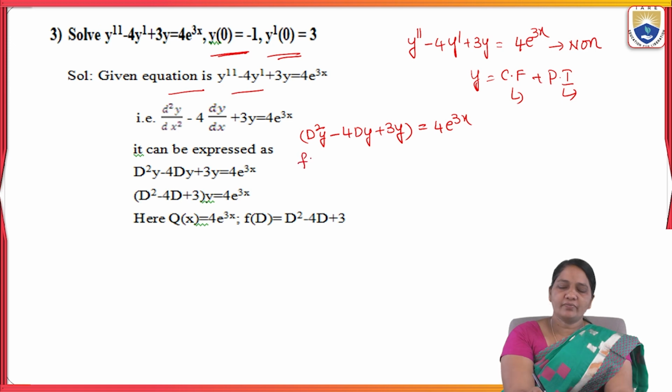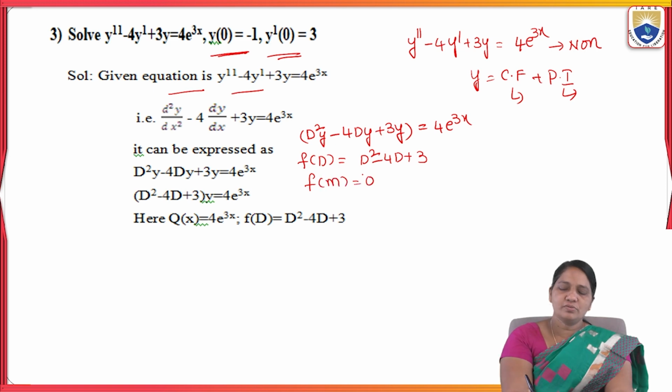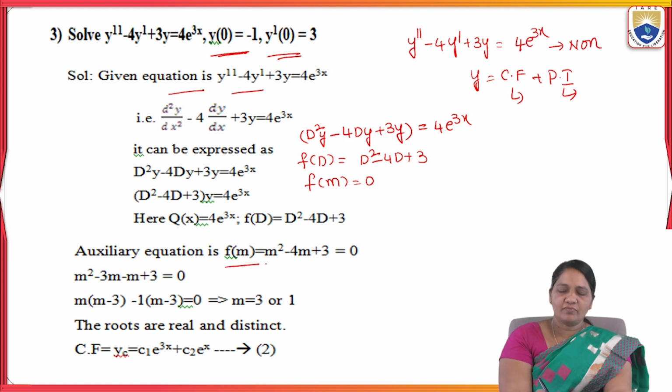For the complementary function we need only the f of D value. What is f of D? D square minus 4D plus 3. So the auxiliary equation we write is f of m equal to 0, and from this we can calculate the roots. F of m equal to 0 means m square minus 4m plus 3 equal to 0. We calculate the roots by using the factorization method.